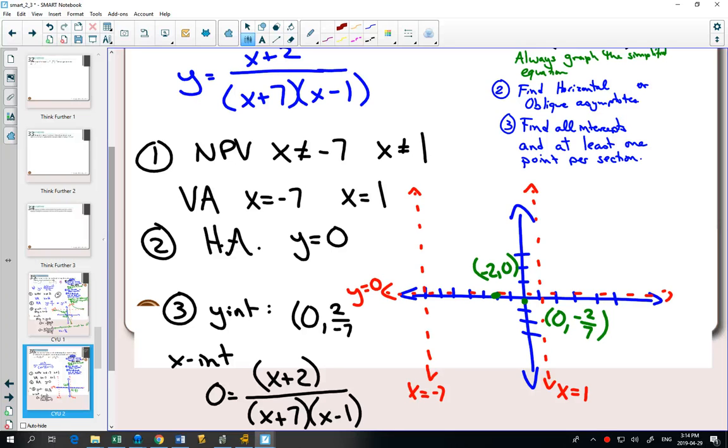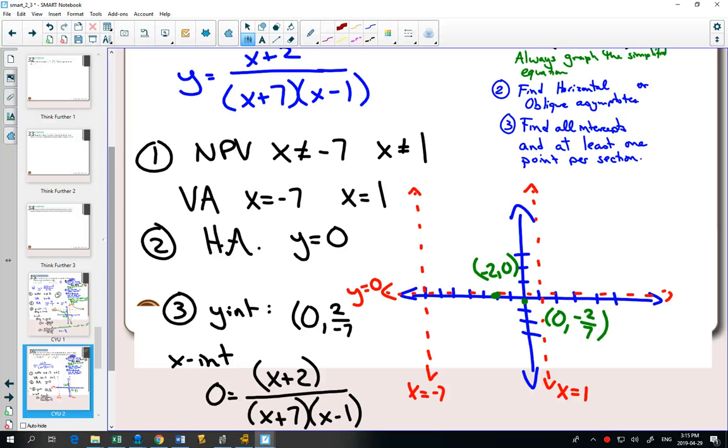A graph can never go through a vertical asymptote, because a vertical asymptote is talking about a non-permissible value. Horizontal asymptotes are telling you what happens at extremes. They're not really concerned about what happens in the middle. So in this case, sure enough, we have an x-intercept that's on our asymptote, and that's okay. How many sections do we have? 3 sections.